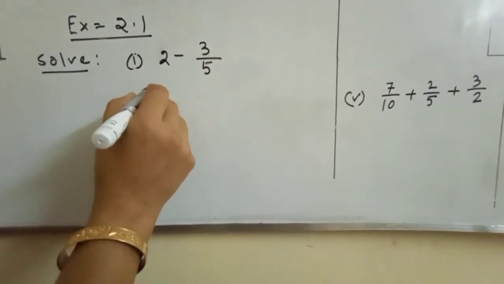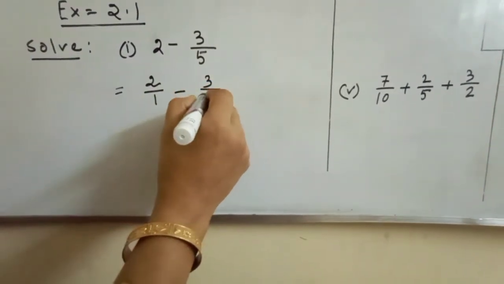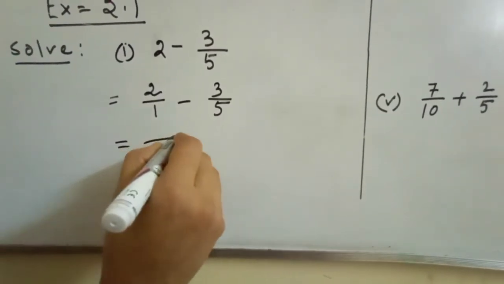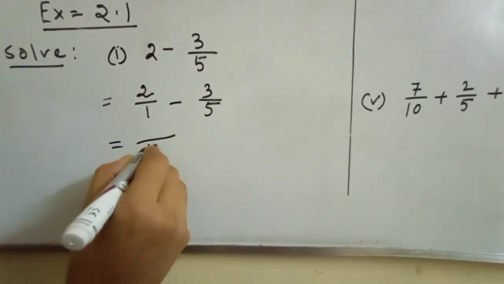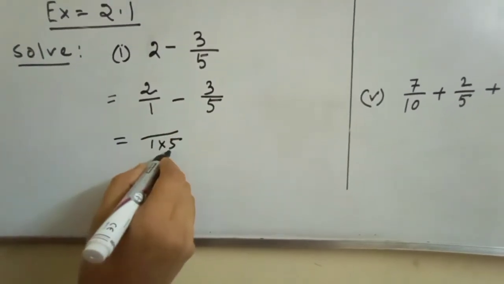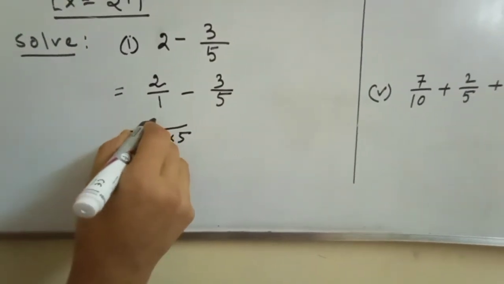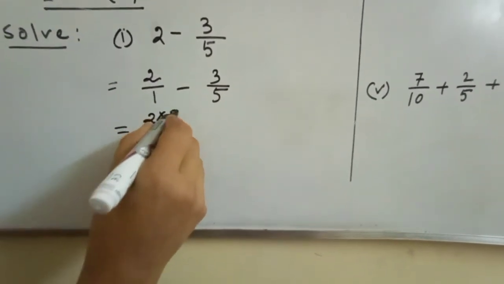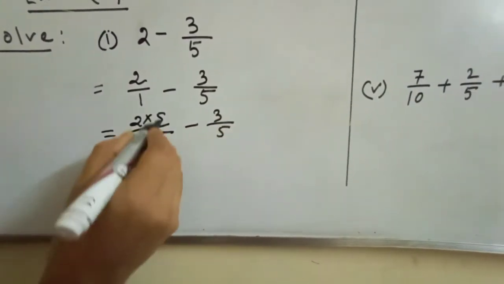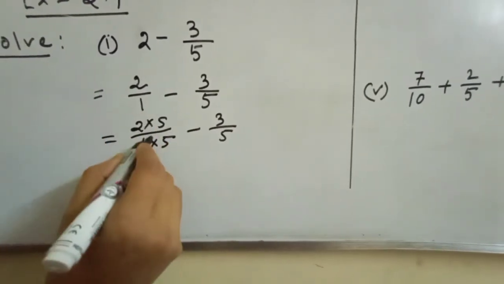First of all, you know that it is 2 by 1 minus 3 by 5. Make it an equivalent fraction. So I need the denominator to be 5. So 1 into 5 you can do, and then you can't multiply the denominator only with any number. You have to multiply both numerator and denominator with the same number. So 2 into 5. Now both the denominators become 5. It was already 3 by 5 and I have made this one also 5 by multiplying denominator 1 with 5.